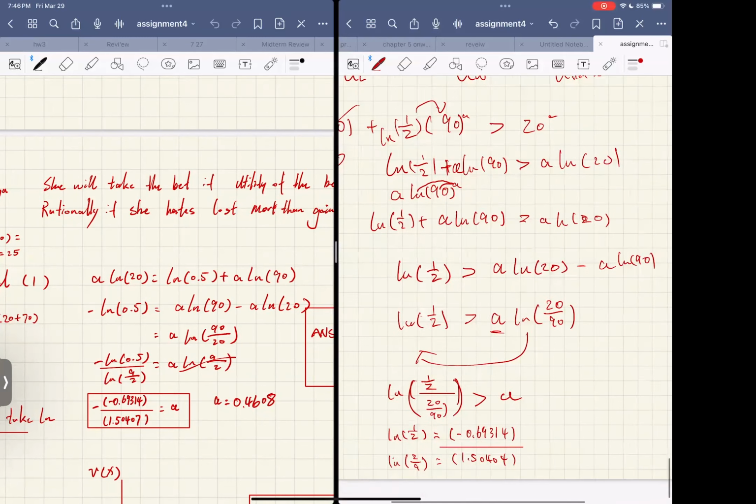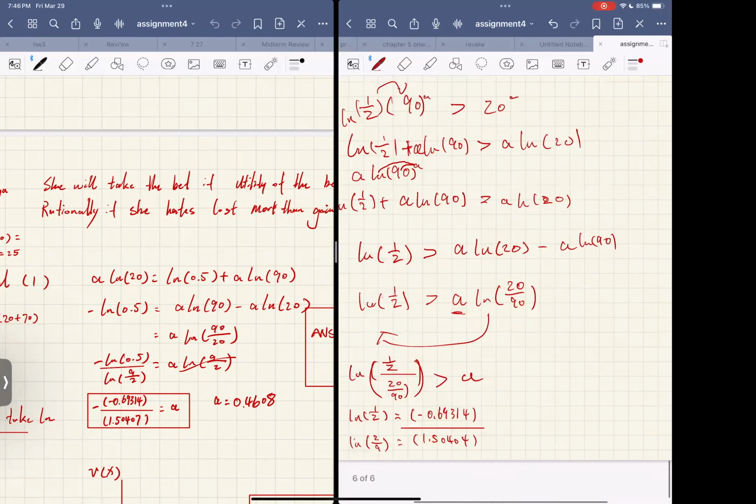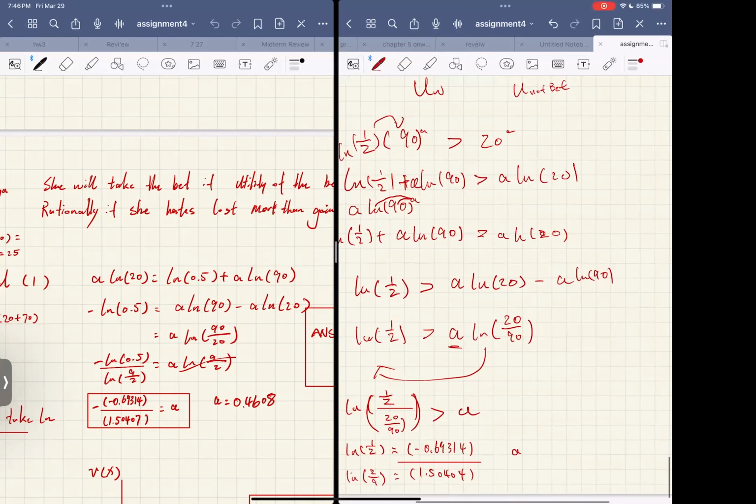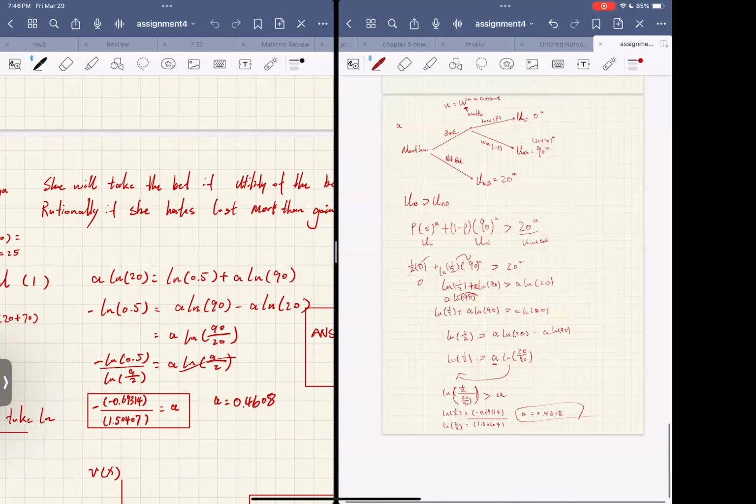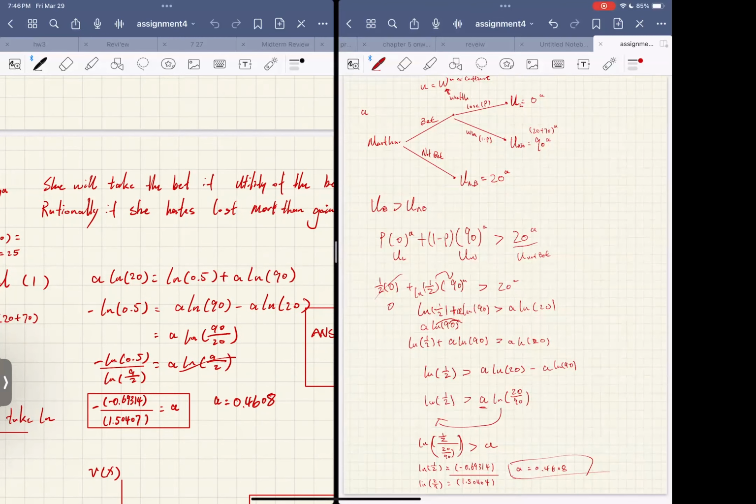Oh, I'm sorry. You get a equals 0.4608. So if you do ln minus, that's division. If you do ln plus, that's multiplication. So that's why. You good? Yeah, I'm good.